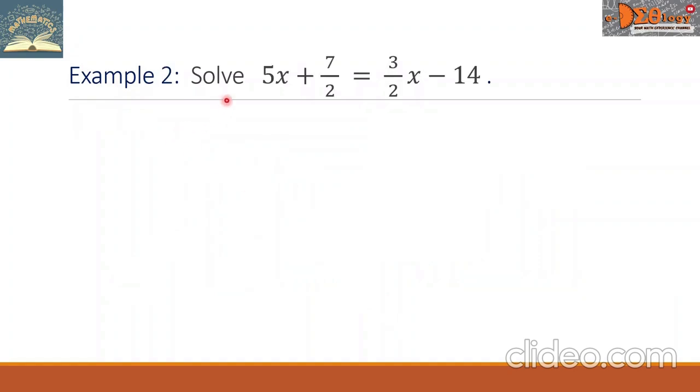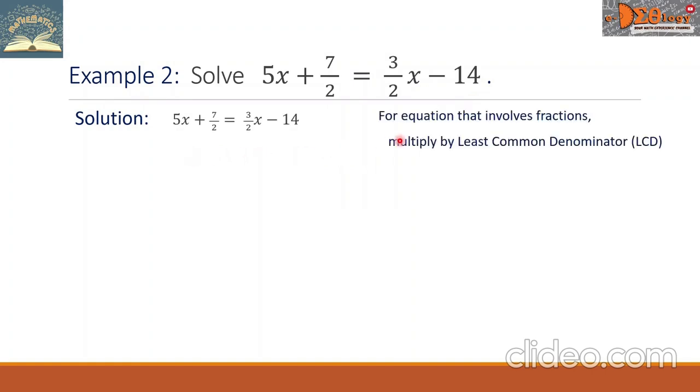Example 2. Solve (5x + 7)/2 = (3/2)(x - 14). Observe that we have fractions in our equation. For an equation that involves fractions, let's multiply the equation by the least common denominator or LCD. Notice that the denominators here are equal and the value is 2. So that is our LCD.